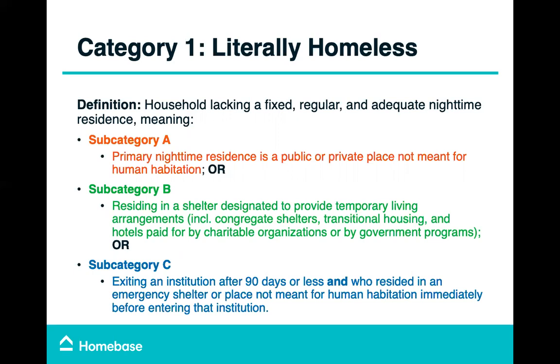Subcategory C is those people who are exiting an institution after 90 days or less, where immediately before entering that institution, that person either resided in an emergency shelter or place not meant for human habitation. And here, when HUD says institution, they mean, for example, a hospital, jail or prison, or an inpatient treatment center. And again, each subcategory has its own documentation requirements, which we will get into now.